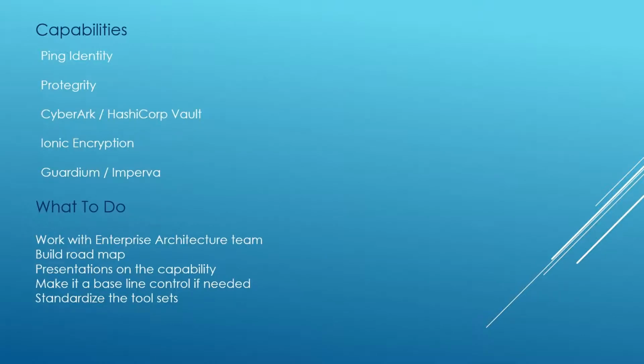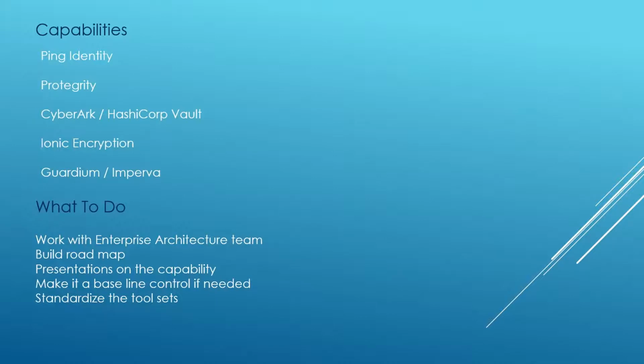Now let's move on to pillars of security architecture. The first pillar is capability. The capability represents a tool set or a skill set or a homegrown solution by the organization which will help put a control in place. Examples: Ping Identity for federation, Protegrity for tokenization, Guardium Imperva for database monitoring.